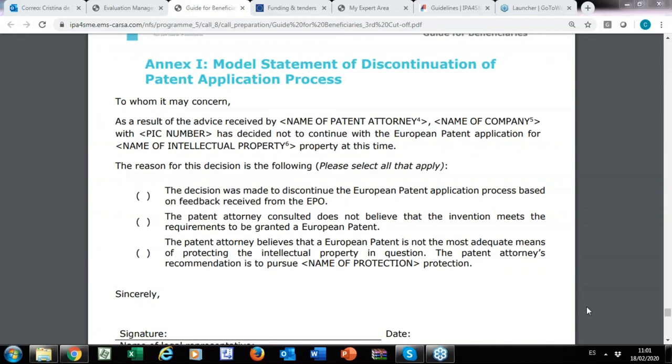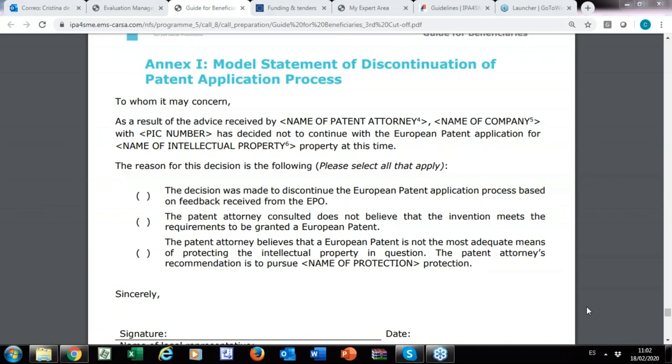I guess they mean the case where the IP attorney pays the EPO fees on behalf of the company. In that case it would be better for us that the IP attorney invoices the company separately for the EPO fees, indicating which EPO fees those are. And the services related to doing that, the time spent reviewing documents and so on, would be in a separate invoice that goes to service three. That would be the best way to do it.